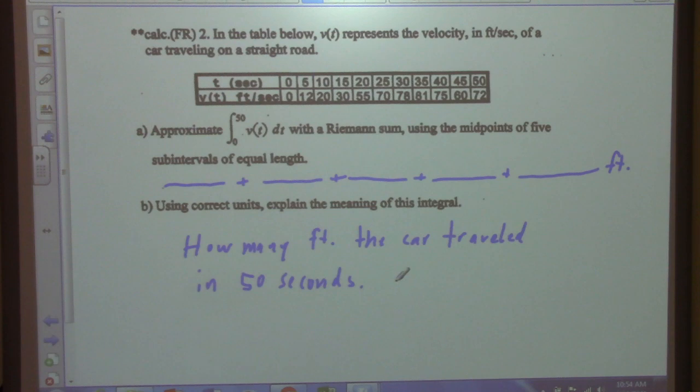Okay, that's how many. So when you have the answer, it's going to be the answer to the question: how many feet the car traveled in 50 seconds? That's it. That's not that hard, is it? I get it now. I didn't know what the phrase meant.